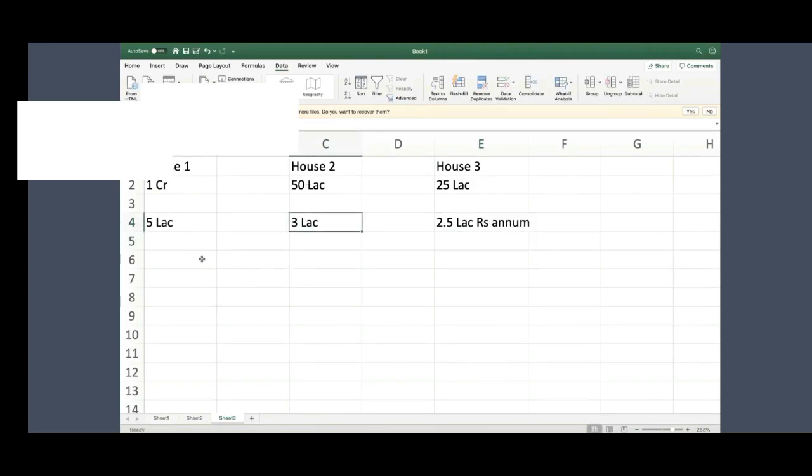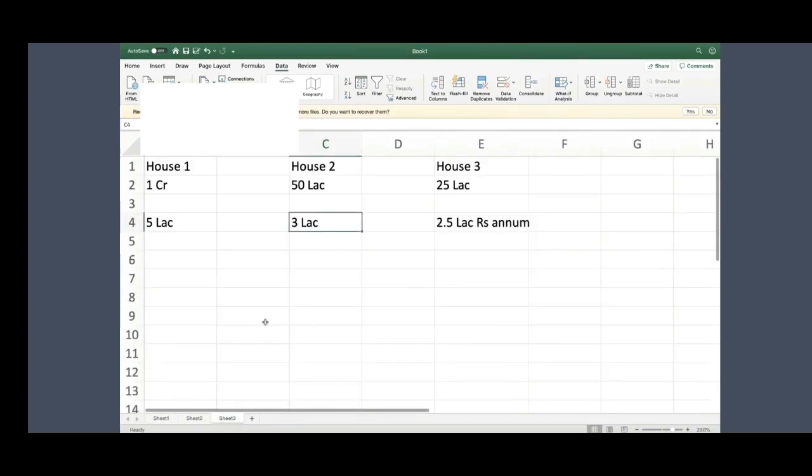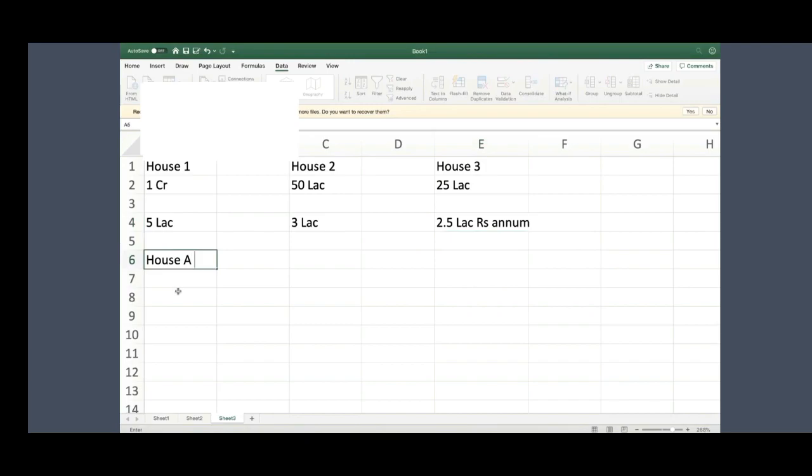And now if I have to compare it with the same format, the way it is written, earning per share, I can say earning per house here. Now, what is the earning per house here? 5 lakh rupees. What is the earning per house here? 3 lakh rupees in a year. What is the earning per house here? 2.5 lakh. Now, if we look at this number, it simply means that house A is the best property, or house A is giving me the best returns.